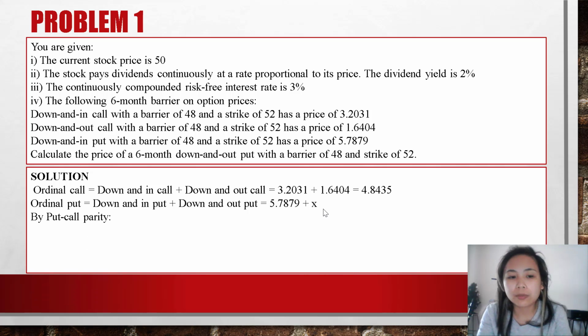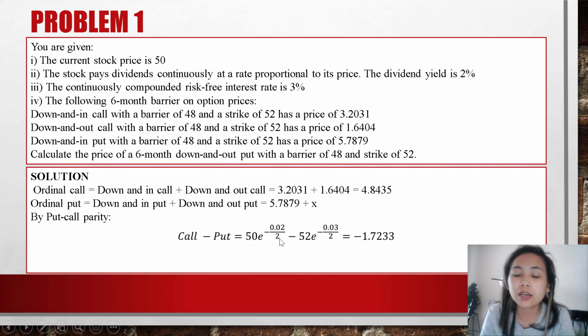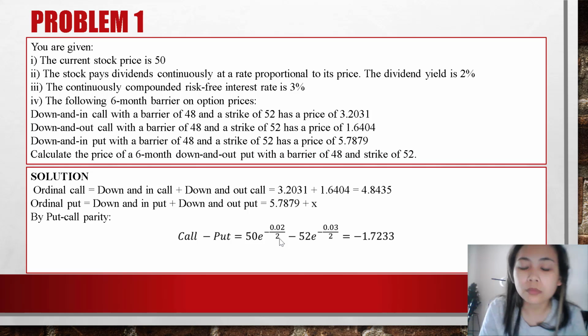Now let's apply the put-call parity. We got call minus put is 50 times e to the minus 0.02 over 2 minus 52 times e to the negative 0.03 over 2. Because 50 is the current stock price, 52 is the strike, delta is 0.02 and r is 0.03. The duration T is 1/2. 6 months is just 1/2 of a year. And this equals negative 1.7233.